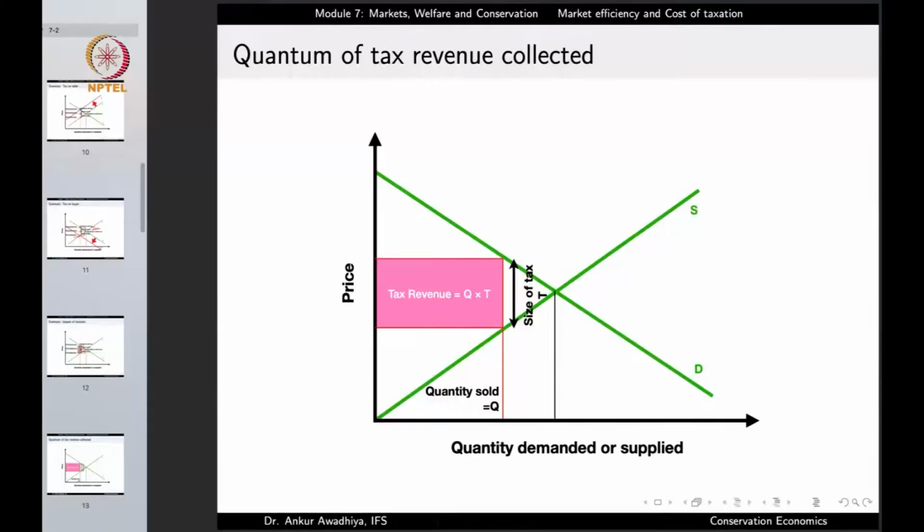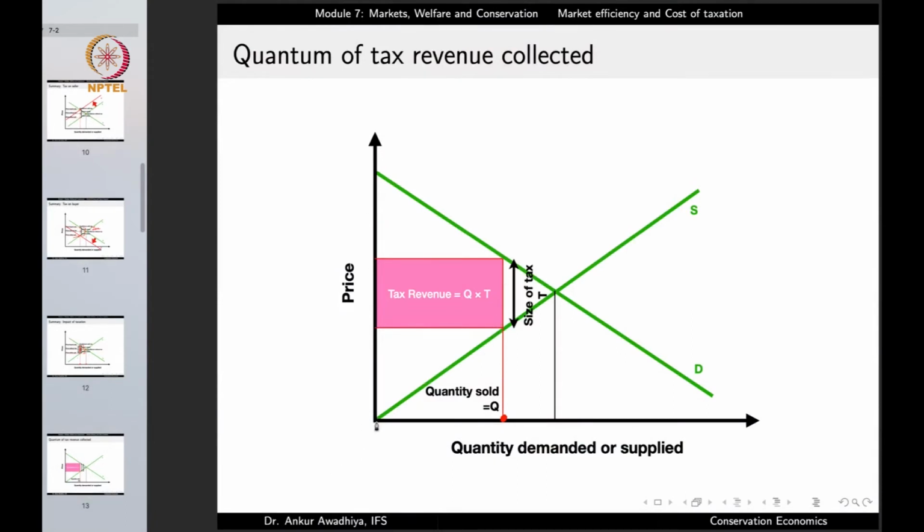So if one pen is sold and the size of the tax is 50 paise per pen, then the government gets the tax revenue of 50 paise. If two pens are sold, then the government gets 50 paise into 2 is 100 paise or 1 rupee, and so on. So the quantum of the tax revenue that is collected is given by the quantity sold multiplied by the size of the tax.